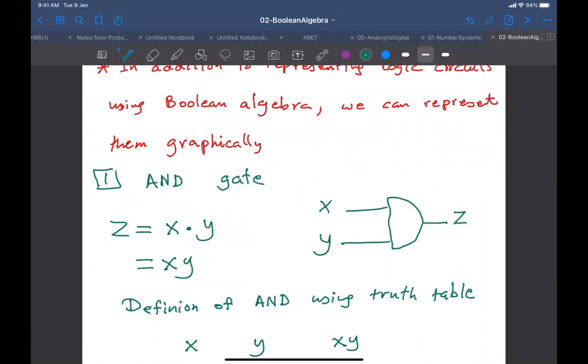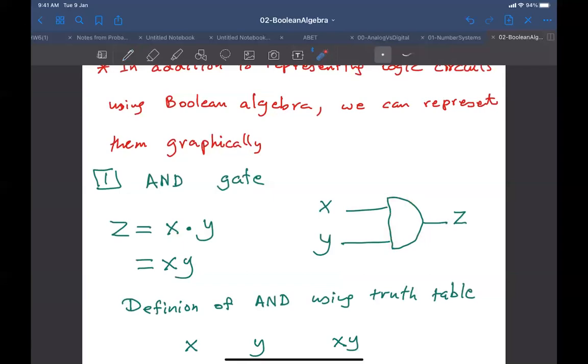So the AND gate corresponds to the AND operator. If Z equals X ANDed with Y, sometimes we don't write the dot. You don't have to write it, just XY. This is represented using a half circle which has two inputs, X and Y, and the output is Z. The input side should be a straight line, and then this is a half circle. This is how you represent the AND gate.